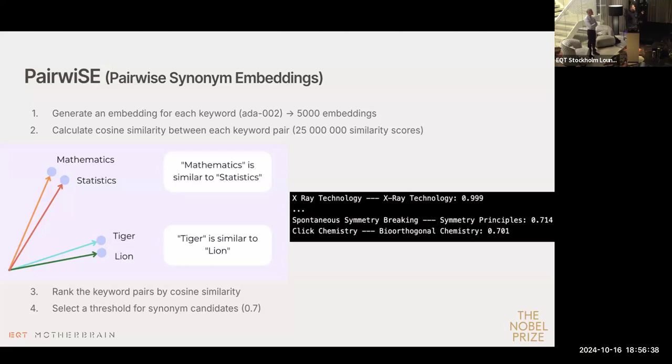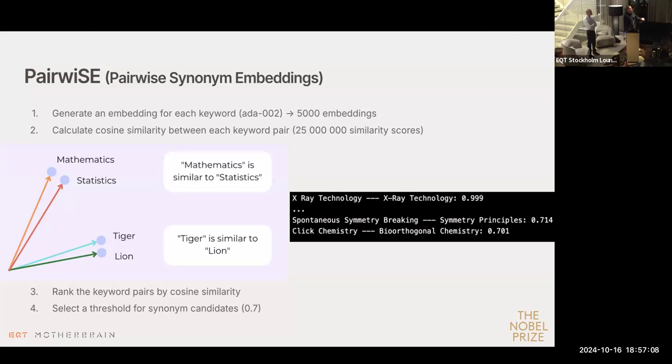But so basically what we did next is that we ranked the keyword pairs by cosine similarity, which means that the most similar keywords were on top and the least similar keywords were on bottom. And this resulted in the small screenshot that you can see to the right, where we see that it worked very well. For example, we had X-ray technology written once with a hyphen and without a hyphen as the most similar keyword pair, because it's literally exactly the same.